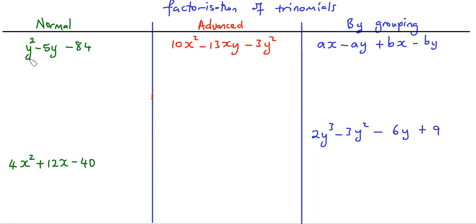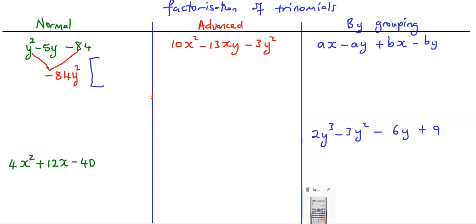So in this case, when you are solving such questions, the first thing to do is to multiply the first term and the last term. When you look at the first term and the last term, you're going to get negative 84y squared. Then the second step is to find factors of negative 84y squared. You need to find two factors so that when you add them, you get negative 5, and when you multiply them, you get negative 84.